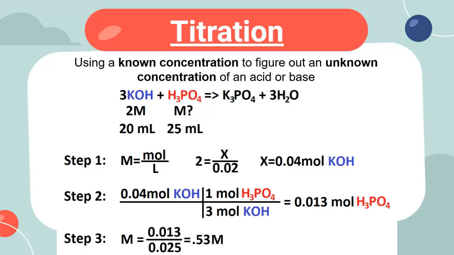To solve for moles, we have to move the 0.02, and we do this by multiplying. So 0.02 times 2 gives us 0.04, which is our moles of KOH.